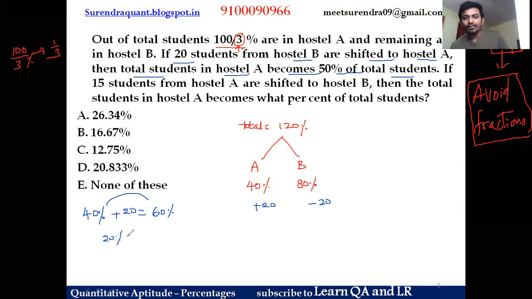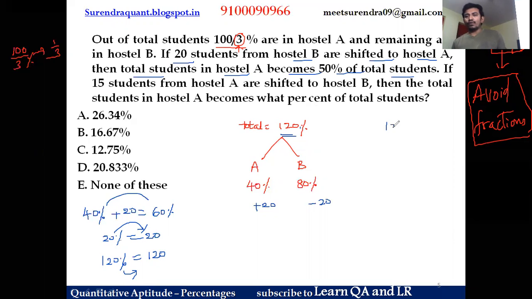So if 20% is 20 students, we consider the total students as 120%, right? If I take it as 100, I would have to find out 100%. If I take 120%, 120% is my total. If somebody takes 150%, 150% must be your total. So if 20% is 20, 120% is 120. That means the percentages become numbers now.